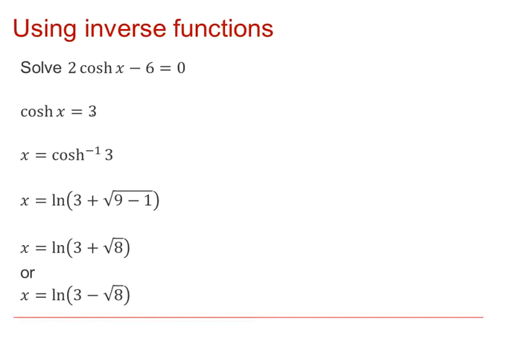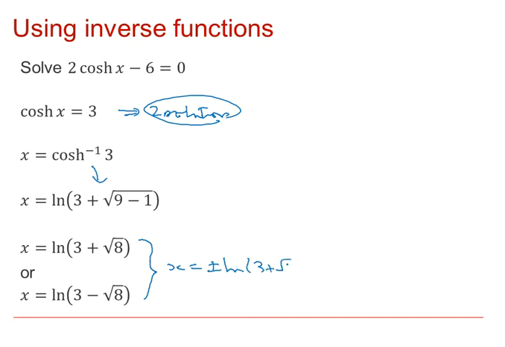So notice that cosh x equals 3 will have two solutions, and by writing it as an inverse function, so here we've gone for the cosh minus 1 of 3 notation, we can write this as a logarithmic form. We can use the positive root of 8 or the negative root of 8, or if preferred we can say that x is plus or minus ln of 3 plus root 8. They are indeed equivalent.